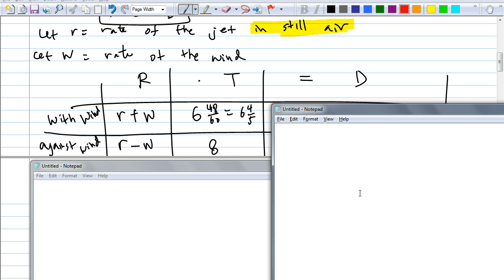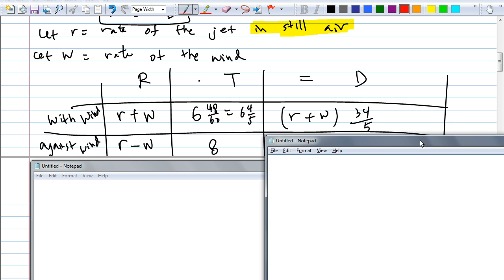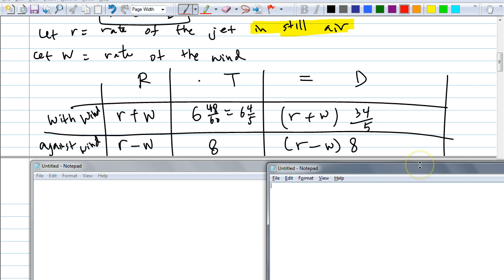So then, what will be the distance with the wind in this chart? Distance is going to be rate times time, so it'll be R plus W times 6 and 4/5. Now, is it a good idea to leave it as 6 and 4/5, or do you think it's better to write it as an improper fraction? Improper will be better. Very good. So I wrote down 34 over 5. Okay, of course, what about against the wind? It'll be R minus W times 8. There you go. So go ahead and write it down. Any questions so far?